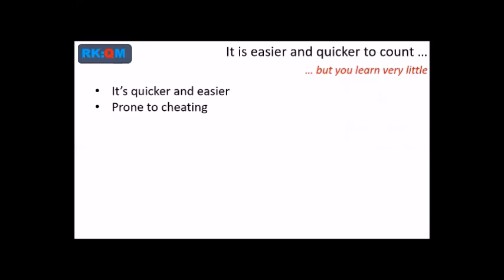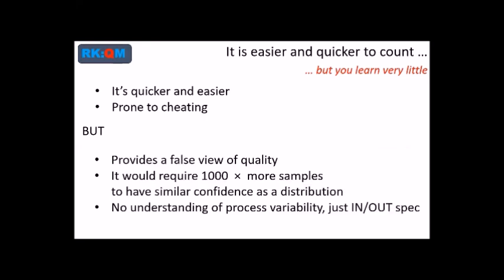So yeah, it's quicker and easier and prone to cheating if we just count, but it gives us a false view. The use of a distribution gives an estimate of the number of pieces out of spec. To get an estimate of similar confidence by counting, you will need to check thousands more samples. By counting just a few, we have no understanding of variability within production, just whether the sample is in or out of spec. The power of using distributions.